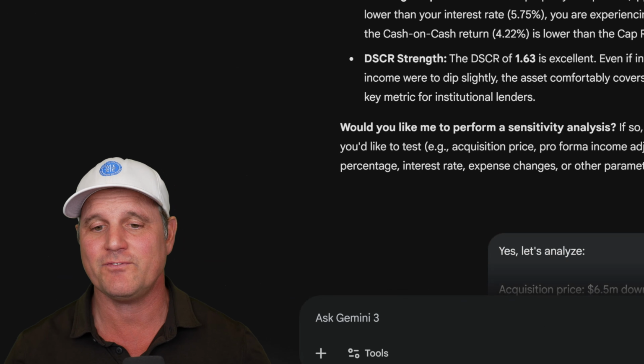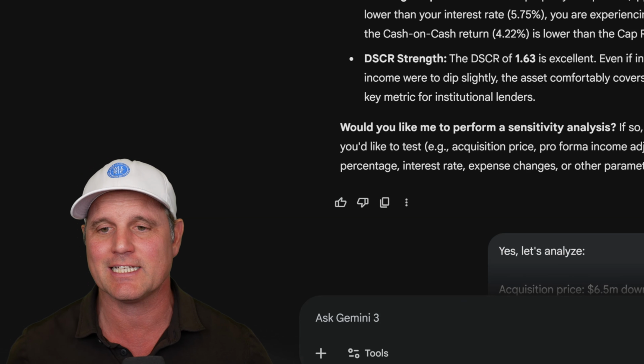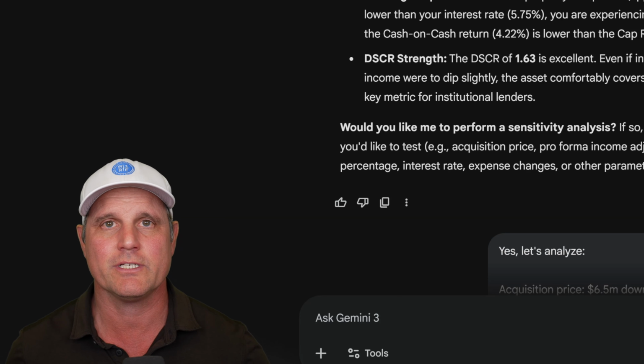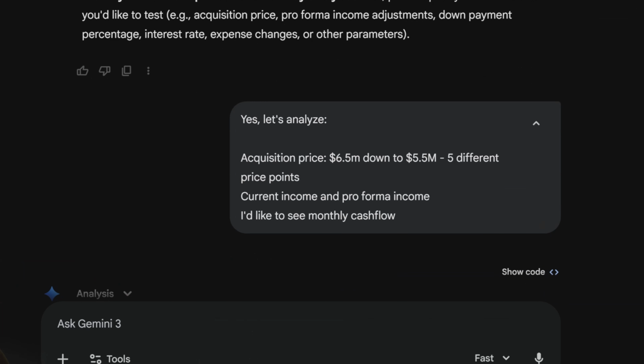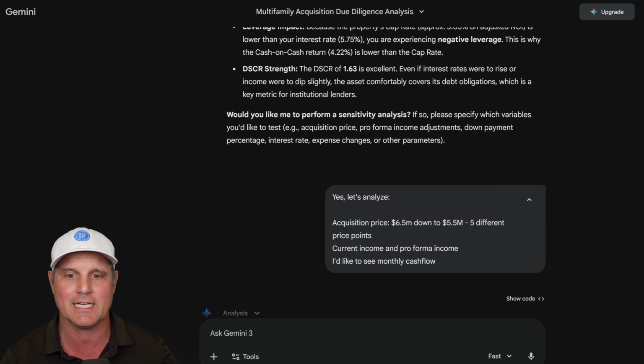So now comes the fun part. It's time for the sensitivity analysis. What variables are important to you as an investor? For this particular investor, we're going to do the sensitivity analysis at different price points. So the acquisition price, 6.5 down to 5.5. We'll choose 5 different price points, letting the AI decide. I want to compare the current income and pro forma income. And then for this particular investor, monthly cash flow is important. So let's go ahead and show them the monthly cash flow based on these different variables.